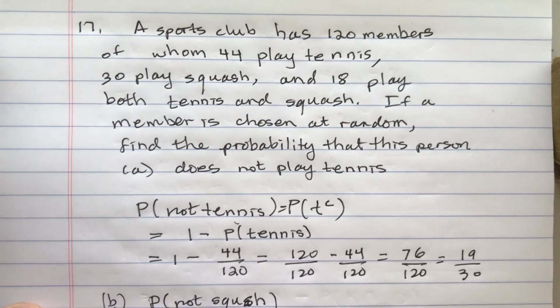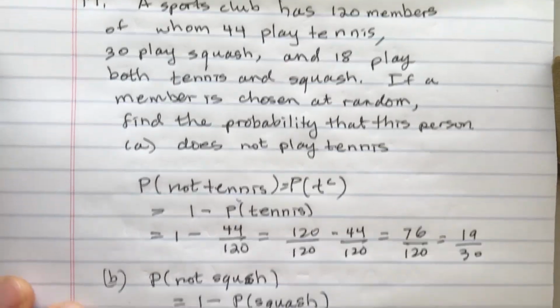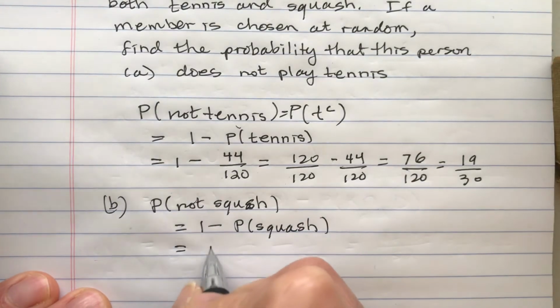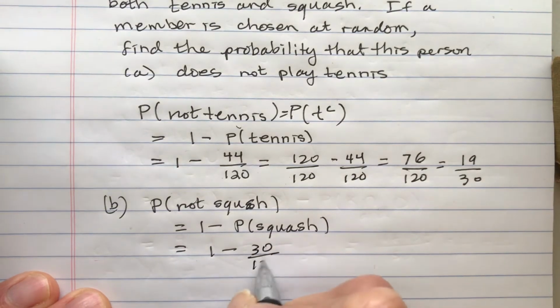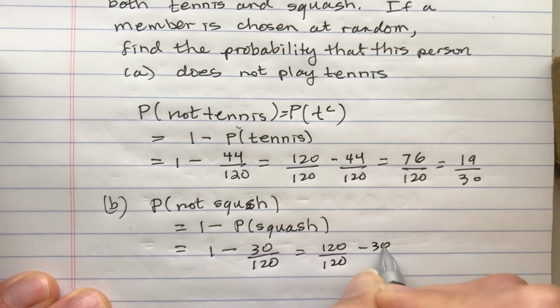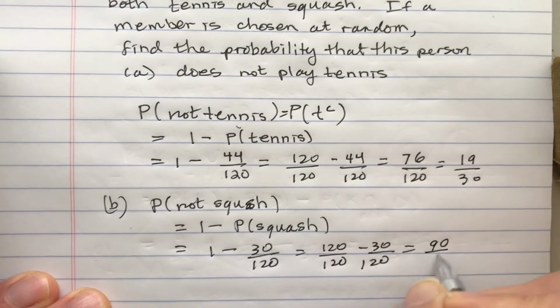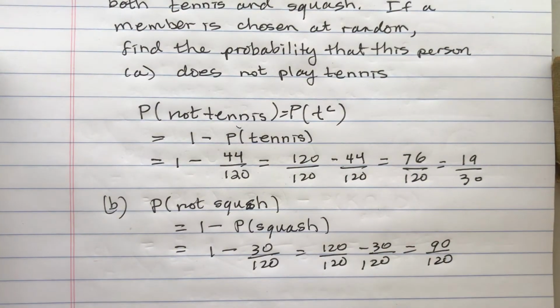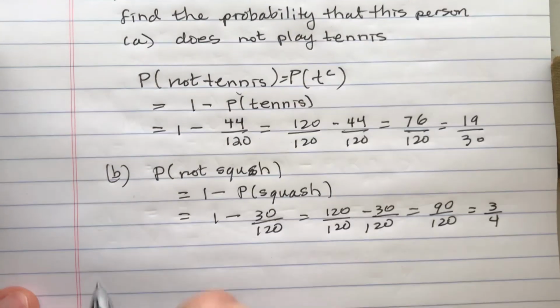Well, that's 1 minus the probability that they do play squash. So that's going to be 1 minus, okay, there's 30 members who play squash out of a total of 120. So then I get a common denominator 120. So that's going to give me 90 over 120. That reduces, if I divide the numerator and denominator by 30, to 3/4. So 3/4 of the players don't play squash.